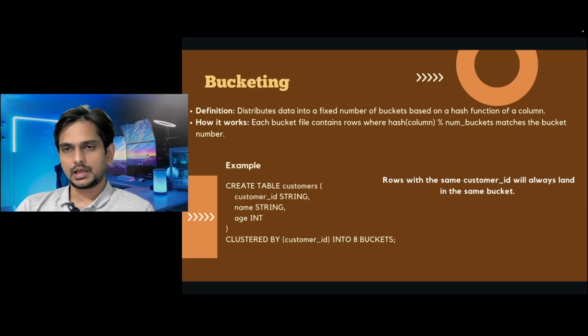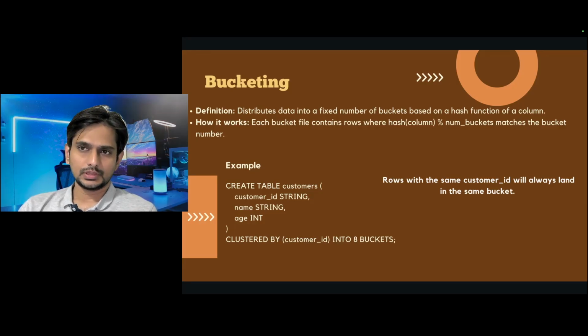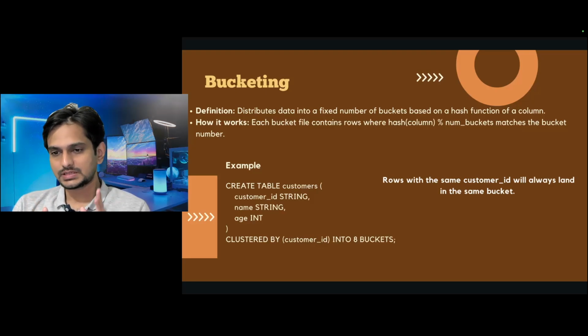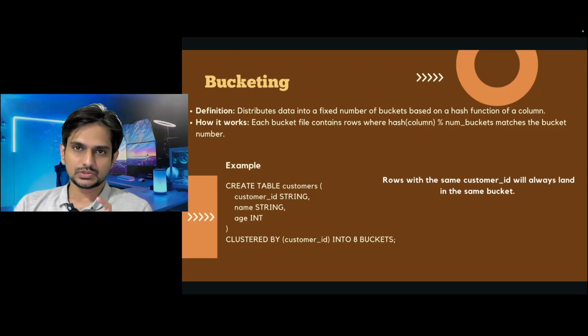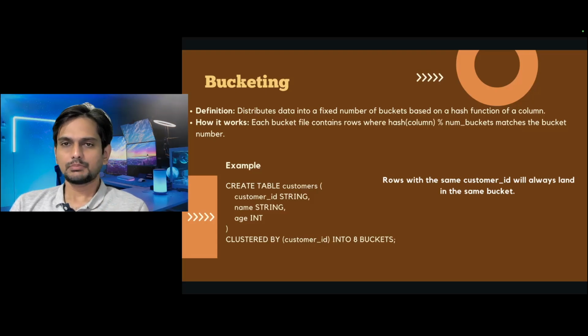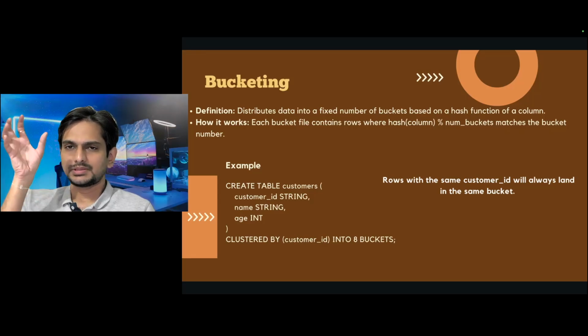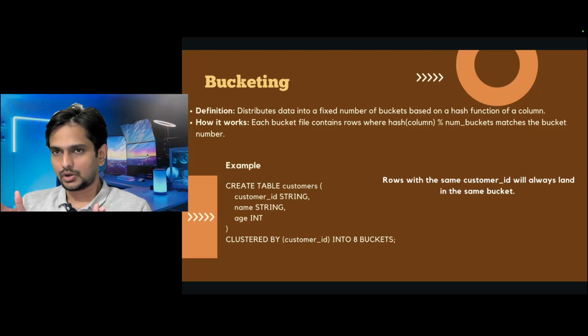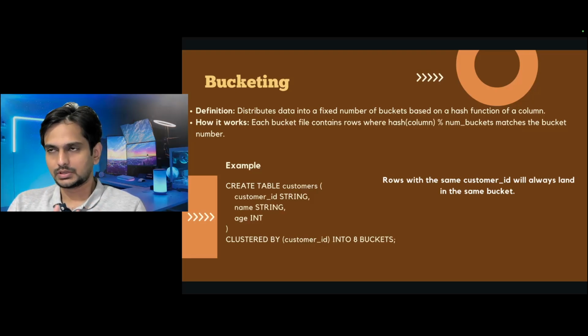Now let's move to bucketing, another optimization technique that is especially useful in Hive and Spark. Bucketing means splitting a table into a fixed number of equal-sized files, based on the hash of a particular column. For example, if you bucket by customer ID into 8 buckets, each row is assigned to one of the 8 buckets based on the hash function. So it's creating multiple buckets, and the number of buckets can be controlled, whether you want 8 buckets, 10 buckets, or whatever it is.